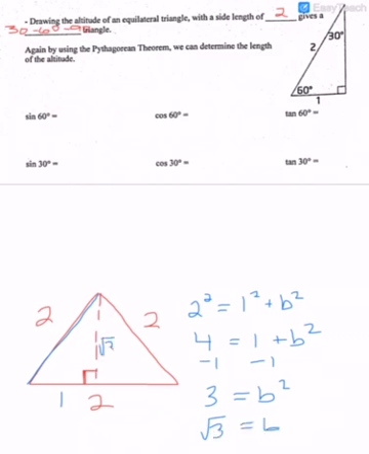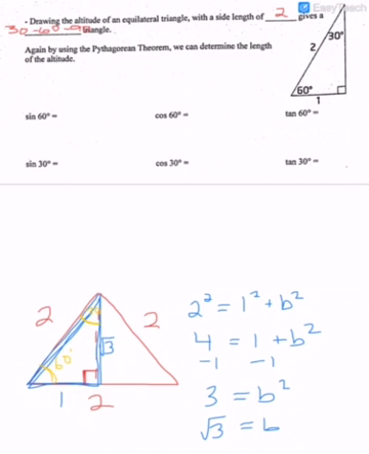So this side length would be the square root of 3. And so this triangle that we're talking about is our 30, 60, 90. Remember that small side lengths are across from small angles. So that means that this side length here would be the 30, and this side length here would be the 60.